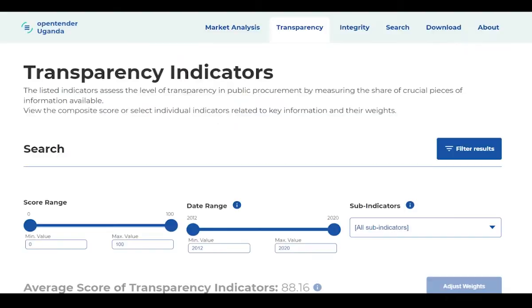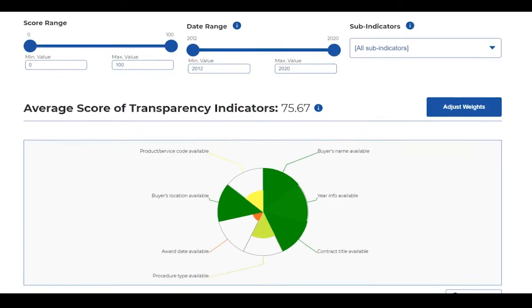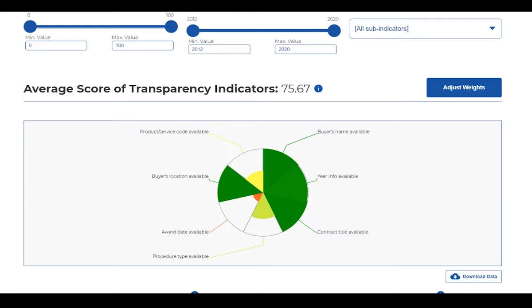Let's go now to the transparency dashboard. Here you can get an idea of how much data are open and available and what kinds of data are available. For example, can you get data about which procedure type was used, whether it was open and competitive or closed? Can you get detailed data about the suppliers?